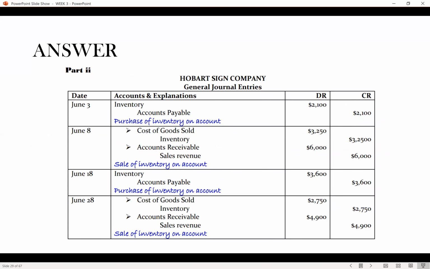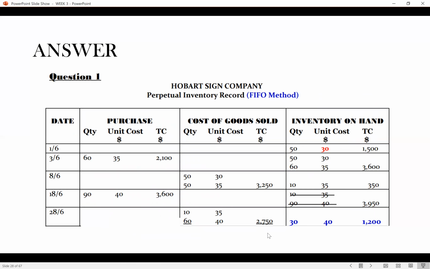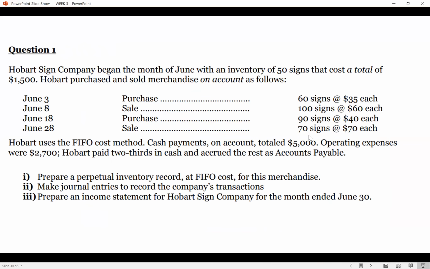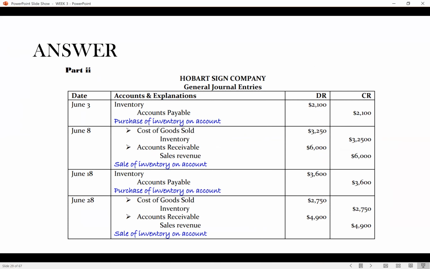So again, the journal entry for this is similar to June 8th, two sets. We're debiting cost of goods sold, crediting inventory, 2,750, the cost to sell it. And the next set of entries we have is accounts receivable and sales revenue, and that is 4,900. Why? Because we sold 70 for $70 each. 70 times 70 gives us 4,900. And our narration here, sale of inventory on account.